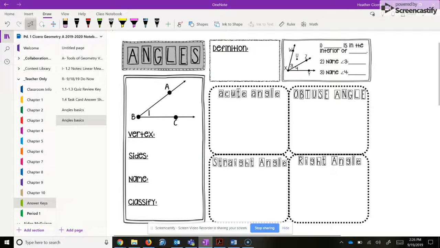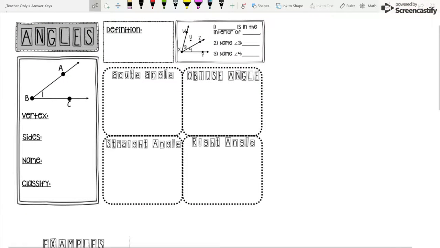Today we're going to be talking about our section 1.4 angles. Make sure you take down all your notes as we progress through this lesson.